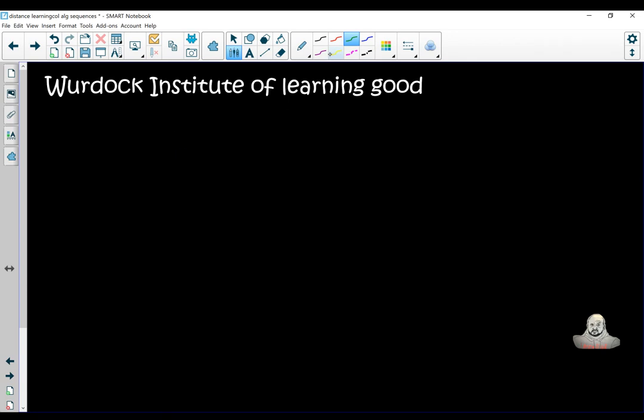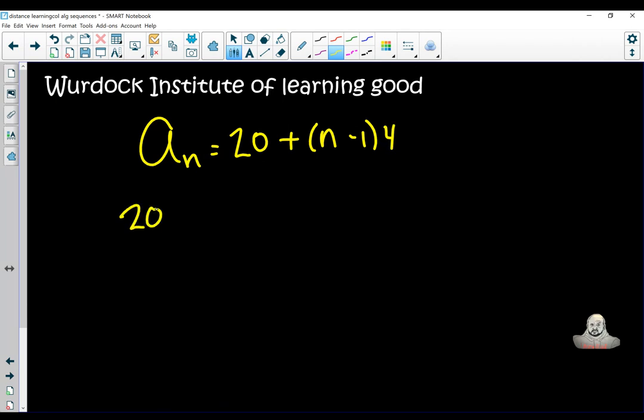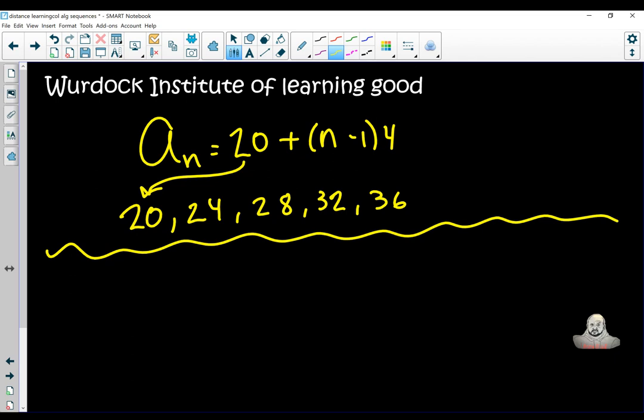So if I gave you this sequence, this is yet another arithmetic sequence. Let's go 20 plus n minus 1 times 4. You ought to be able to just crank this list out. It's 20, that's your first term. They gave that to us. And then you're adding several groups of 4. So another group of 4, another group of 4, another group of 4, etc. This would also work the exact other way, like such.